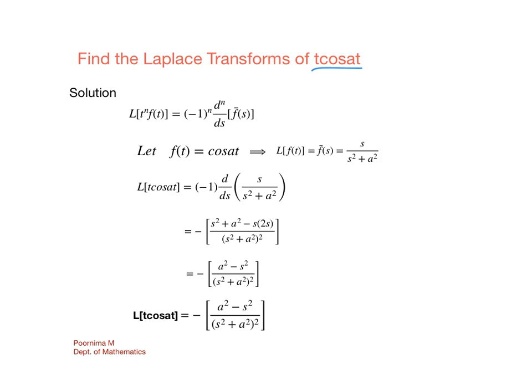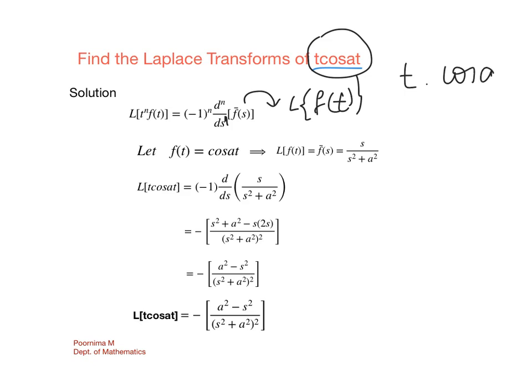Generally the second property is: Laplace transform of t power n f of t is equal to minus 1 power n, d by ds power n, of F of s, where F of s is the Laplace transform of f of t. So here first identify what is the given f of t. So we have t cos at, t into cos at. You can consider this as t power 1 into f of t, where f of t is cos at.